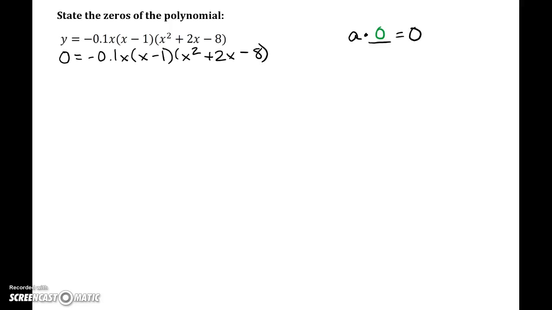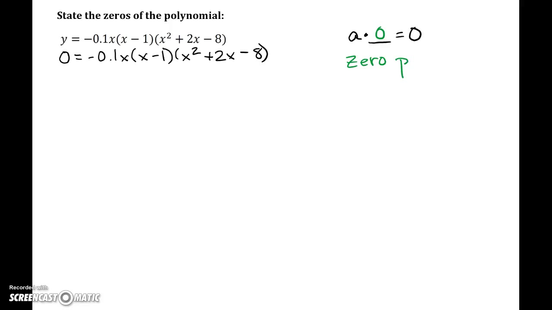So we're going to take the equation that we're given, this 0 equals negative 0.1x times x minus 1 times x squared plus 2x minus 8, and we're going to find the zeros. In order to find the zeros, we have to take each of the factors and set them equal to 0. This is called the zero product property.